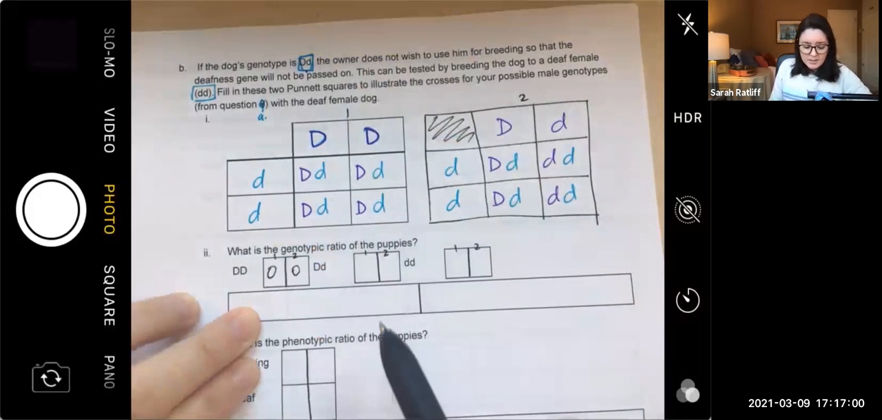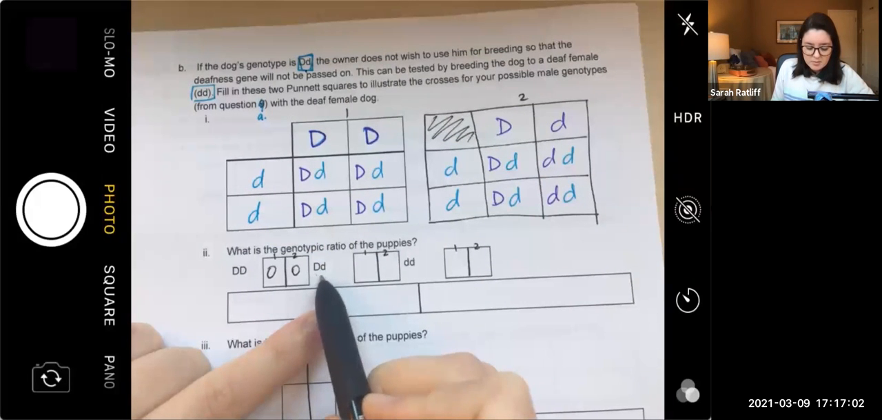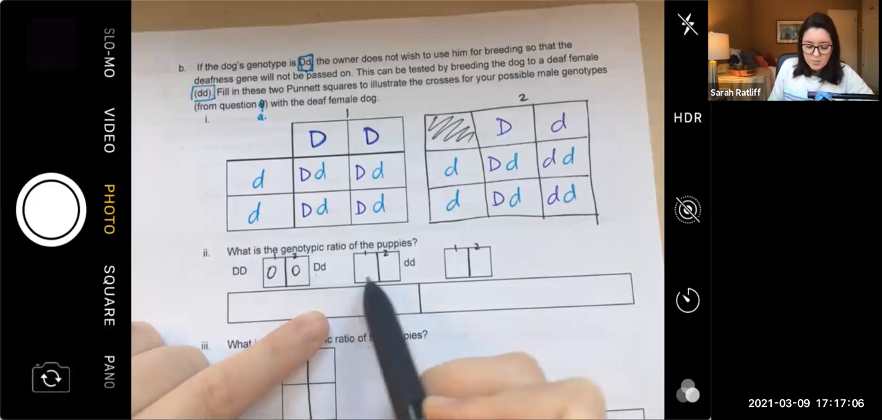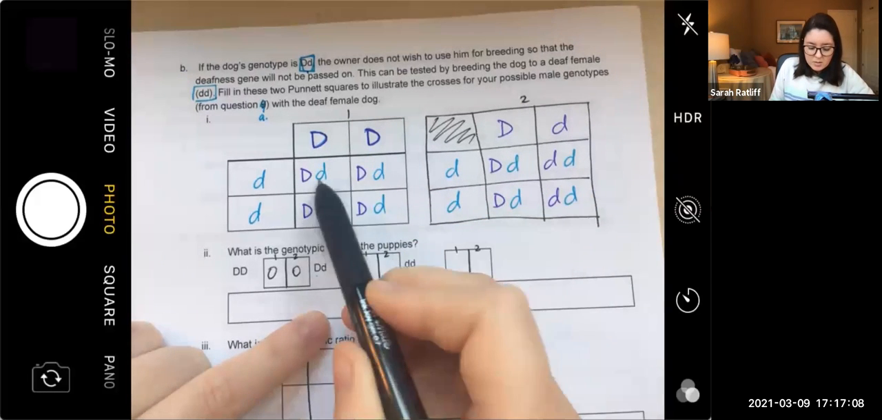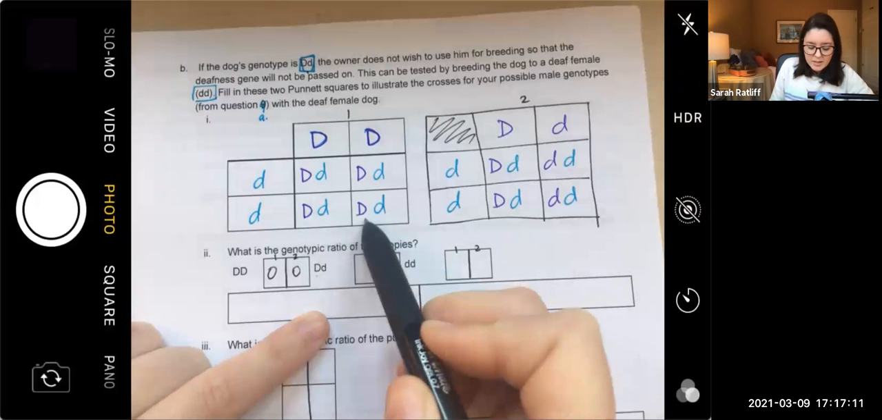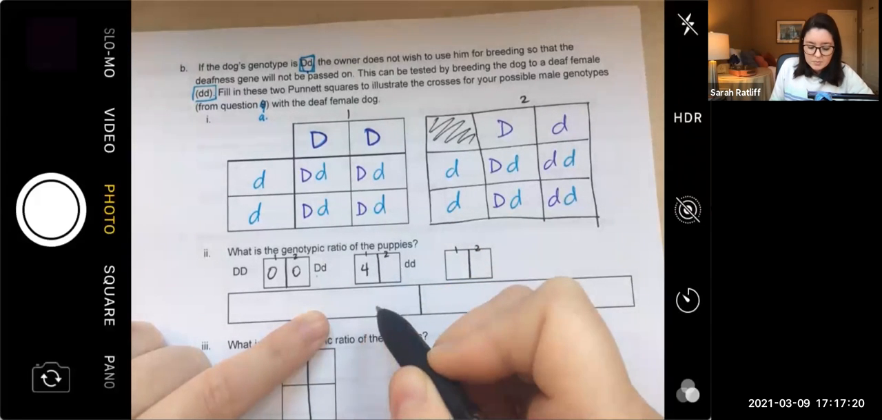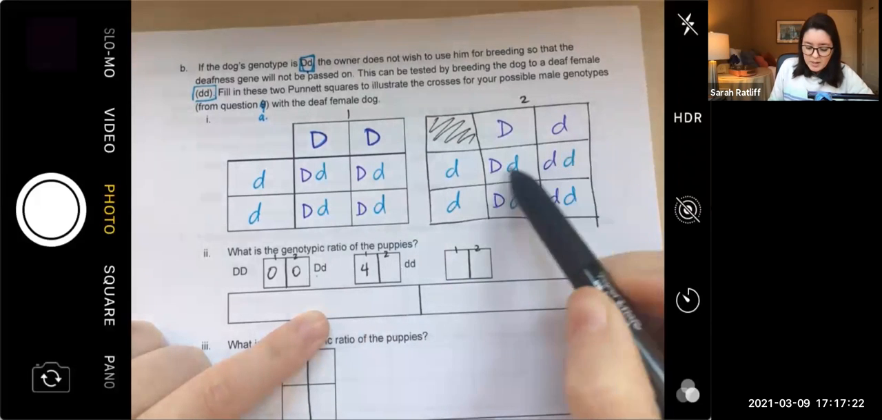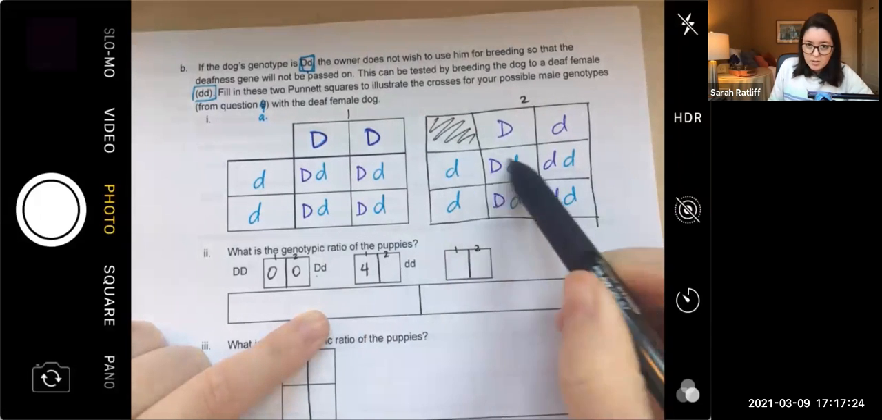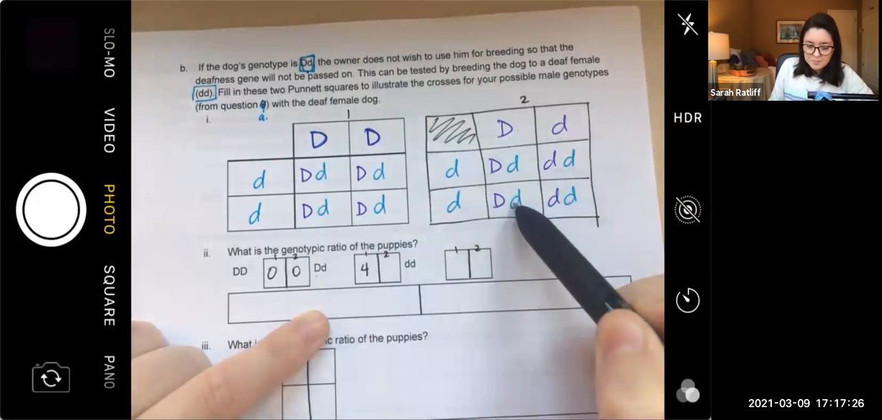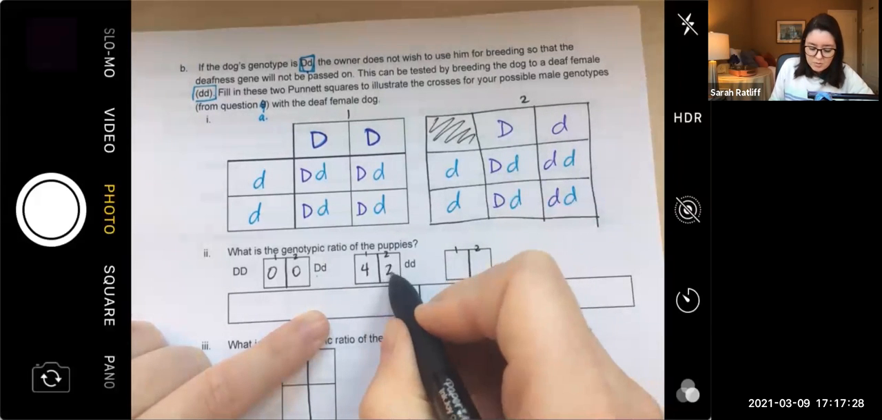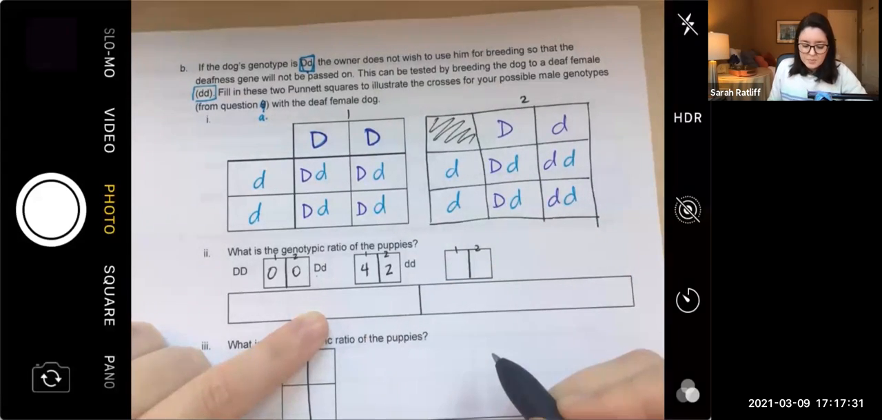All right. Next up, how many heterozygous? Big D, little d. Interesting. So in Punnett square 1, 1, 2, 3, 4 of them are heterozygous. All right, so 4 of the 4. How about Punnett square 2? These two right here are heterozygous. There's a big D and a little d. So we have 2 for Punnett Square 2.